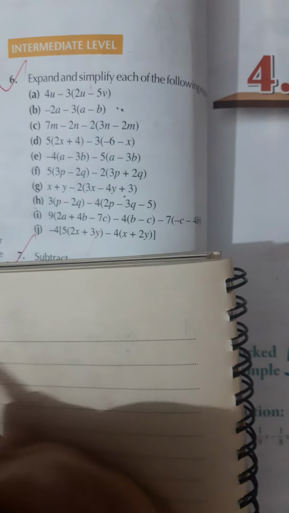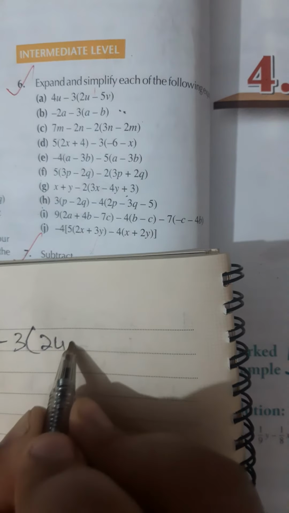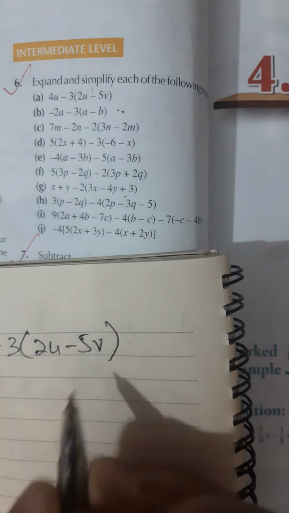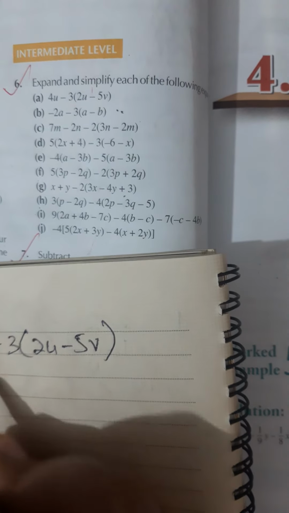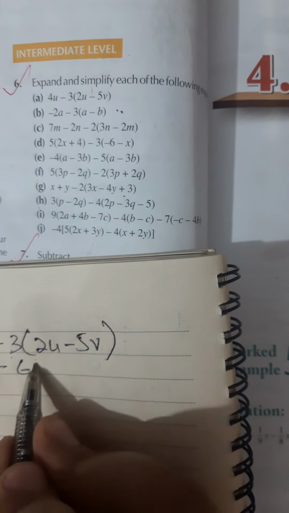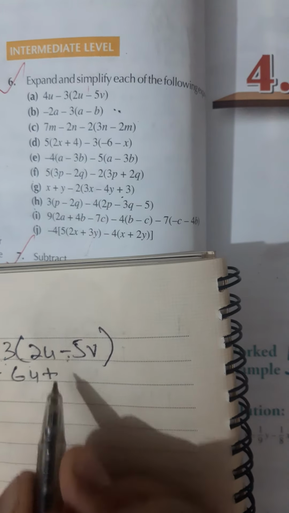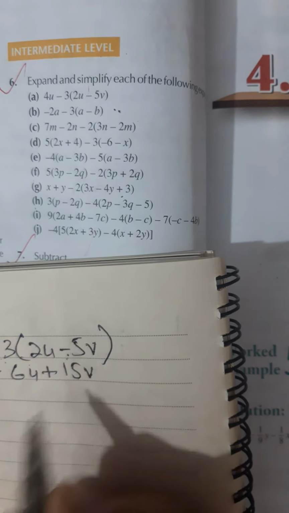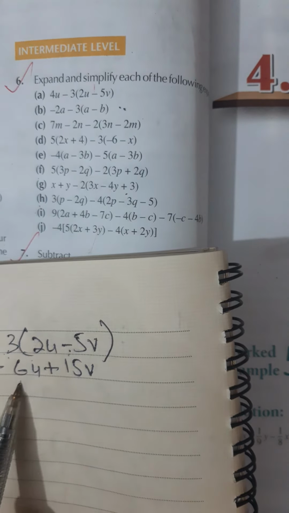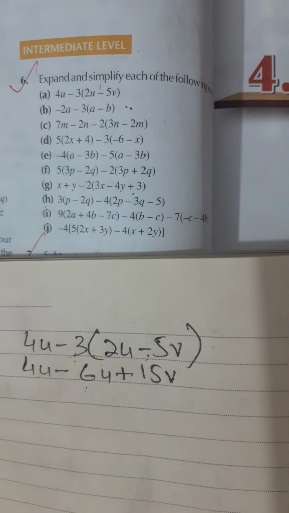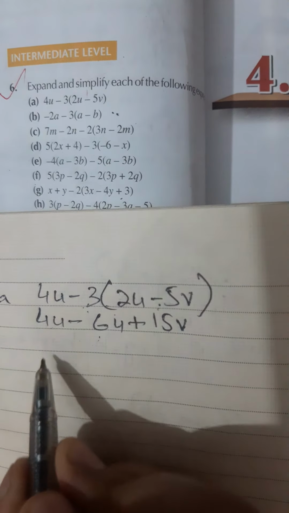First part A, 4u minus 3 times 2u minus 5v. So how can we solve this again? 4u written as it is, minus 3 into 2, 6u, and then minus minus will become plus, and 3 into 5 is 15v. So we will see how many like terms are here, 4u and 6u. So we are going to solve them.